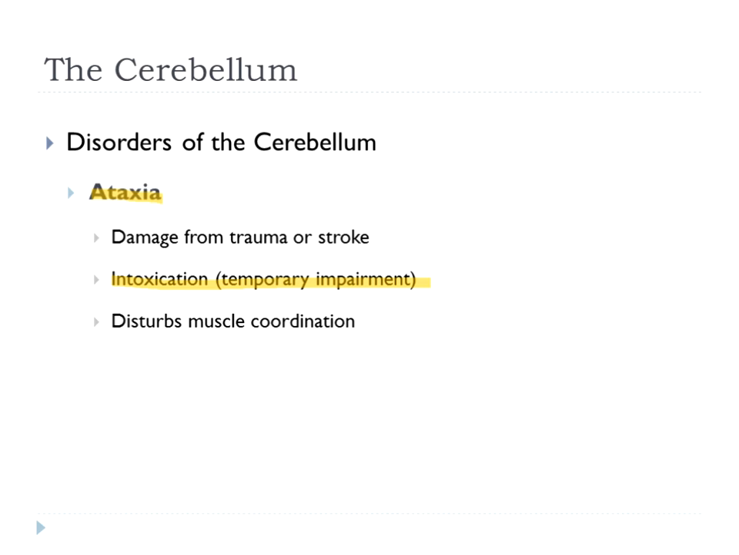Disorders of the cerebellum we call ataxia. The most common cause of ataxia is intoxication, which is a very temporary impairment, and it can disturb muscle coordination. But for individuals who've had strokes in their cerebellum, where a blood vessel will burst and not enough oxygen is getting to parts of the cerebellum, that can also cause ataxia, which is just disruptive, uncoordinated, very sporadic muscle coordination.